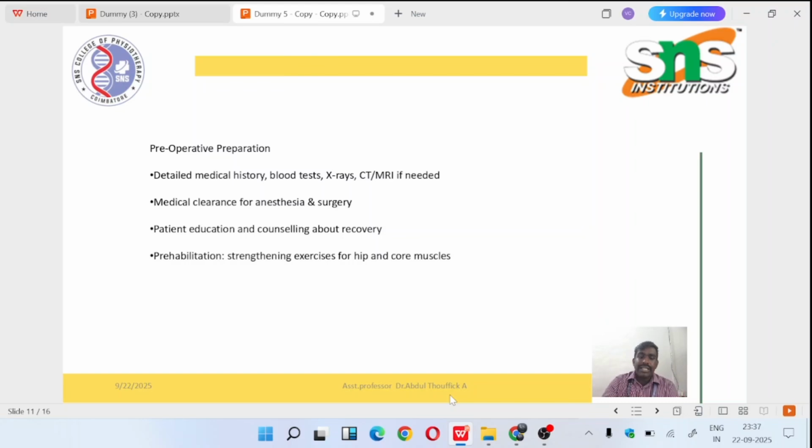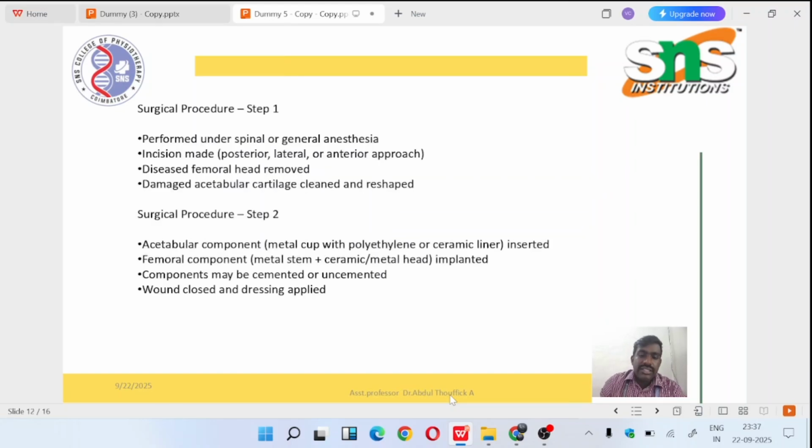The surgical procedure. Step one: under anesthesia, an incision is made using a posterior, lateral, or anterior approach. The diseased femoral head is removed, and the acetabulum is cleaned and reshaped. The acetabular component, usually a metal cup with polyethylene or ceramic liner, is inserted. The femoral stem and head are implanted, either cemented or cementless, and the wound is closed with proper dressing.